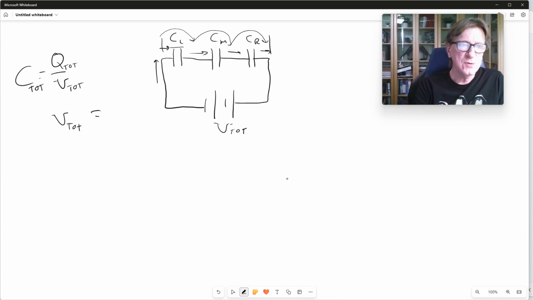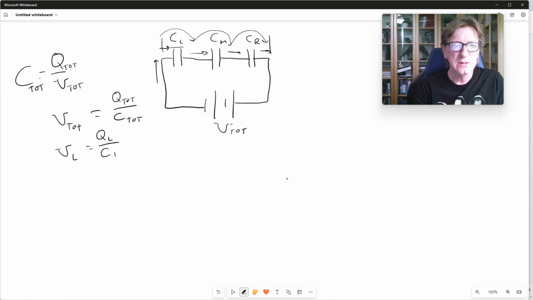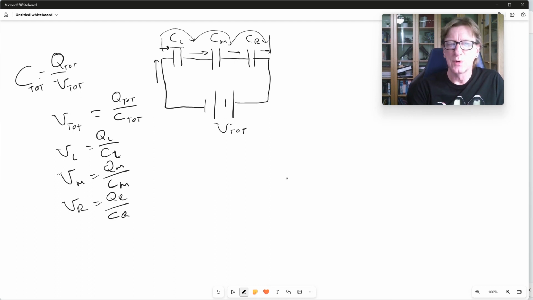Okay, so we have V total then is going to equal Q total over C total. And we can do a similar thing for the actual capacitors. The voltage across the left capacitor must equal the charge across the left capacitor over the capacitance of the left capacitor, and then similarly for the middle and for the right. So nothing earth-shattering there. All I've done is take that base equation and rearrange it for all of these.